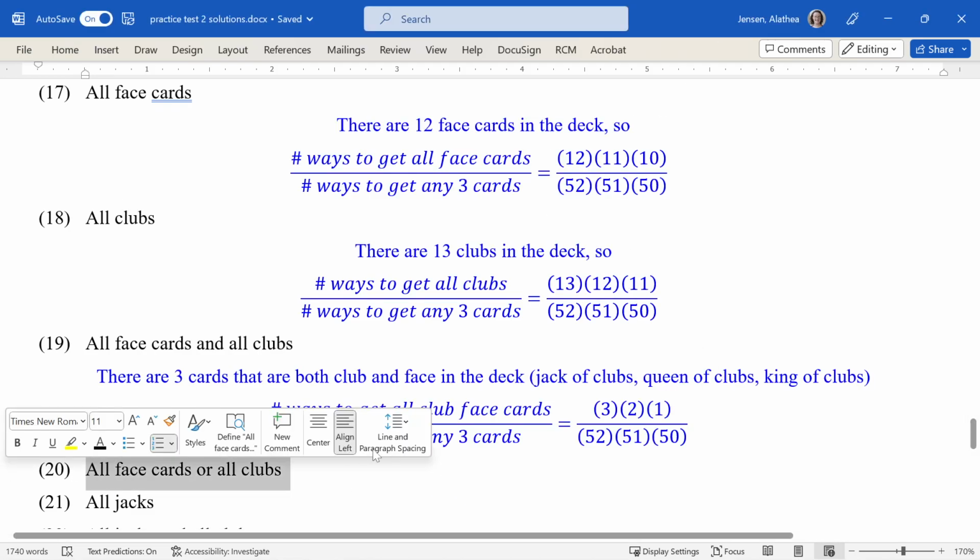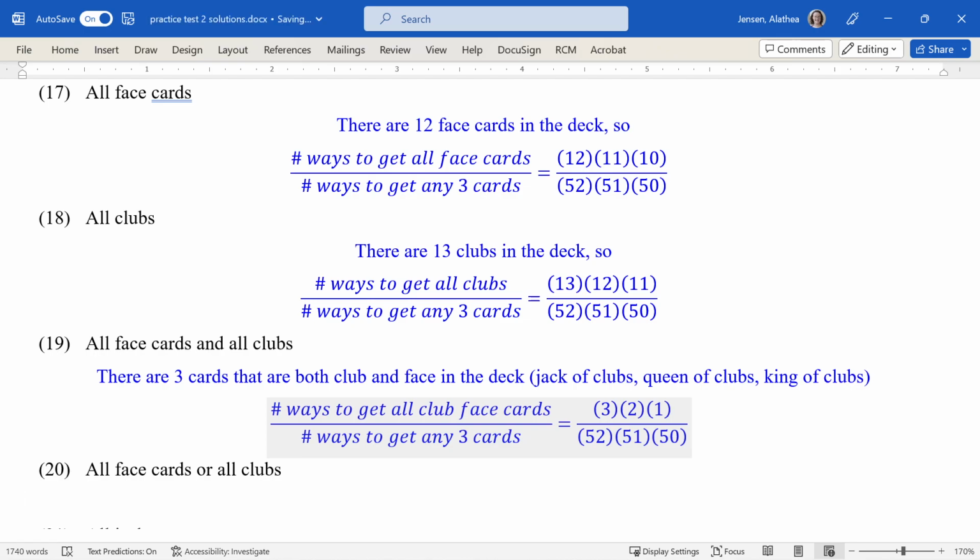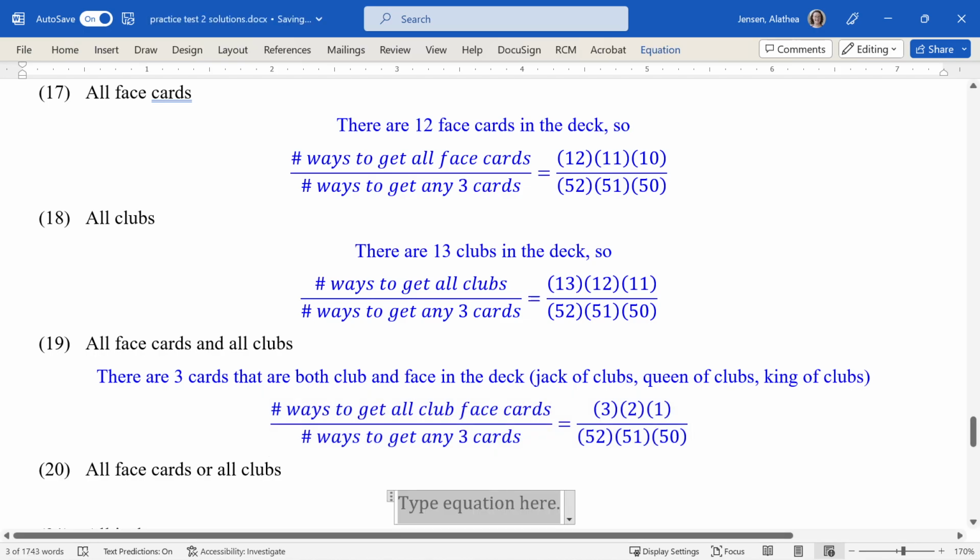Now number 20 is the first time that we actually need another formula. We're being asked to do an OR event here. For this OR event, is this going to be mutually exclusive or not? Is it possible to do both of these things at the same time? Can I have all three be face cards and all three also be clubs? Yeah, actually it is possible, because on number 19, that's exactly what we did there.